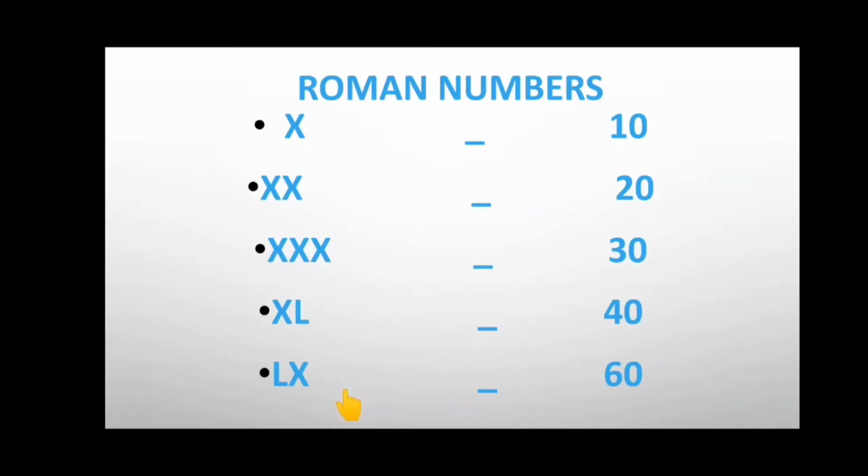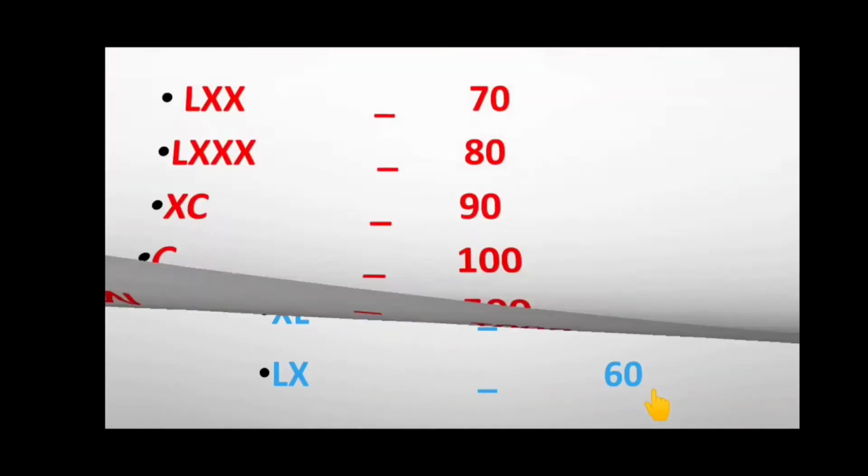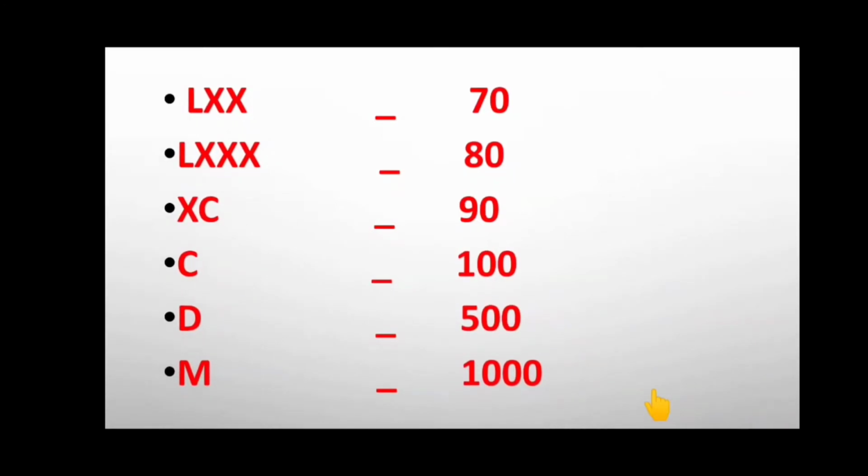Then LX, that is 60. L is 50, plus X, 10. So 50 plus 10 is 60. Then LXX. L is 50 plus 10 plus 10, 70. L double X is 70. Then LXXX is 80. So this is 70, this is 80. Then XC.